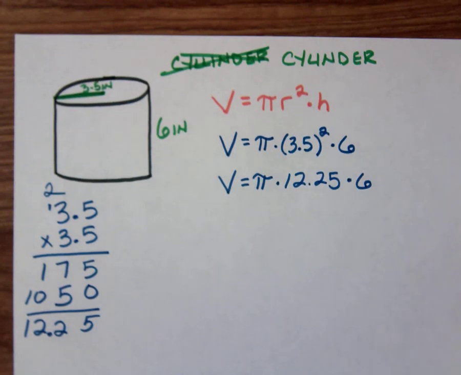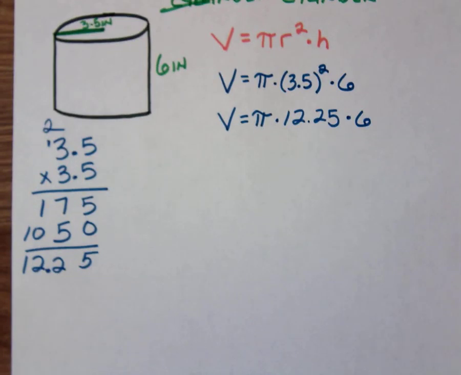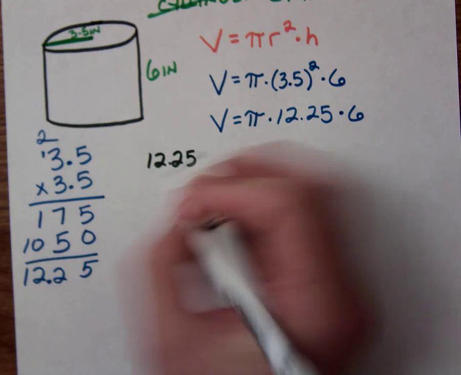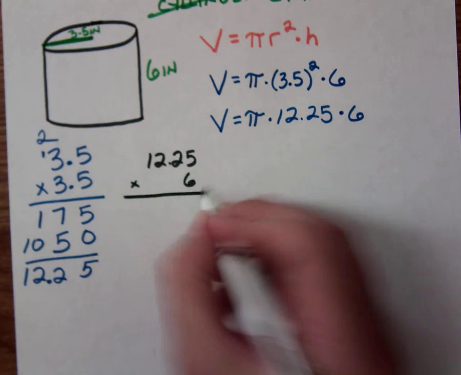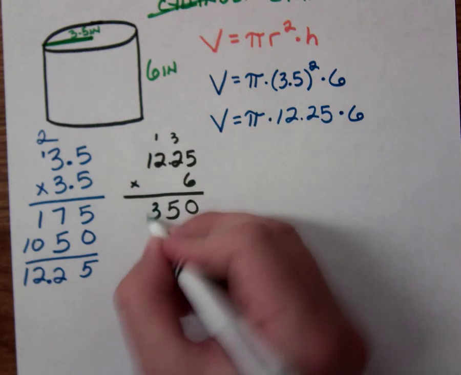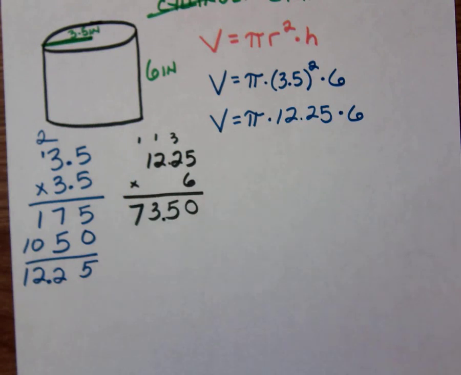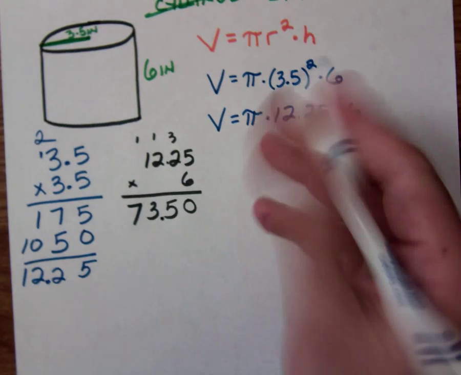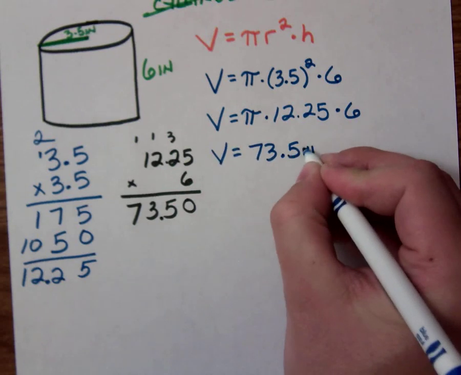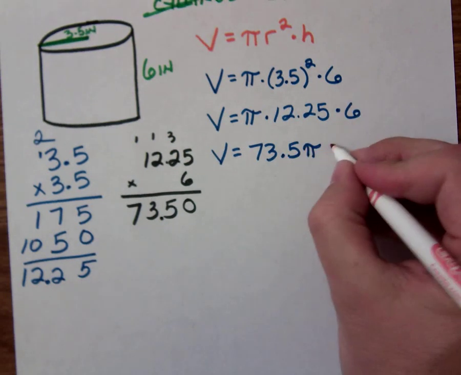Now, once the exponents are done, order doesn't matter, although there's really only one thing left to do, and that's the 12.25 times 6. I'm definitely going to multiply by pi last so that I will have access to the exact answer. So I'm going to do 12.25 multiplied by 6. So 73.5, somebody check me please. Yep, okay. So 73.5 pi is the exact answer.